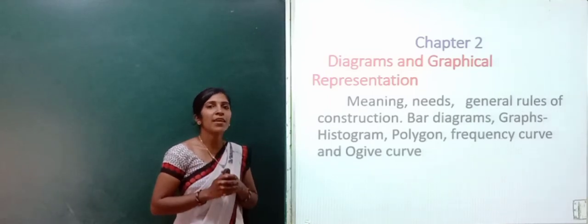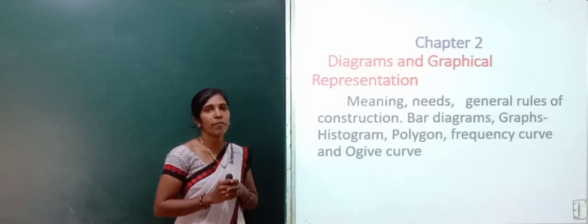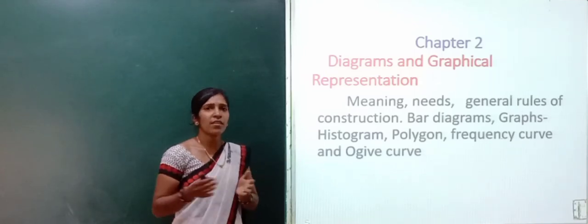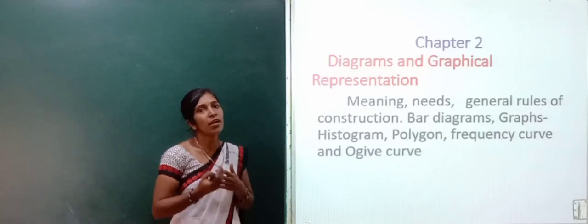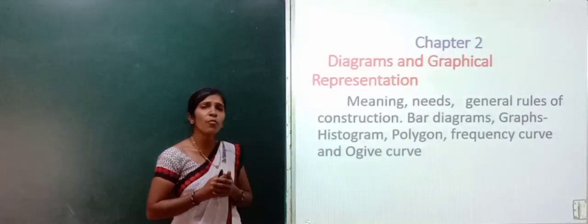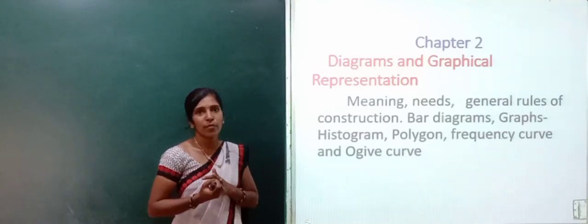For example, simple bar diagram, multiple bar diagram, compound bar diagram, component bar diagram. There are different types of bar diagram. I think you have already studied this under the PUC. So, in bar diagrams, what different types of diagrams are there?